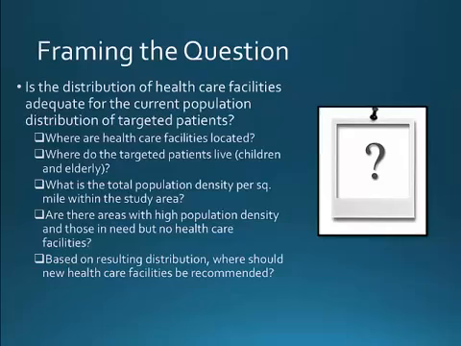Where are the healthcare facilities located? Where do the targeted patients live? What is the total population density? Are there areas with high population density and those in need but no healthcare facilities? Based on the resulting distribution, where should a new healthcare facility be located?